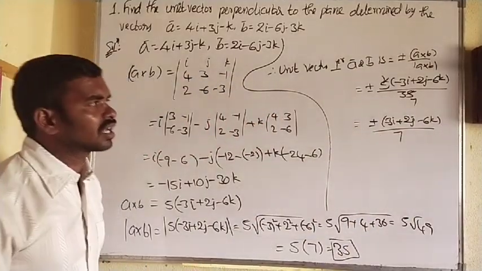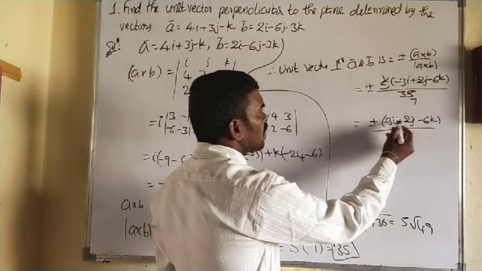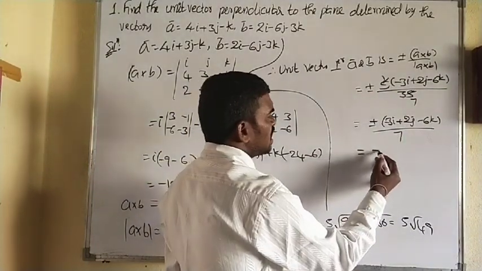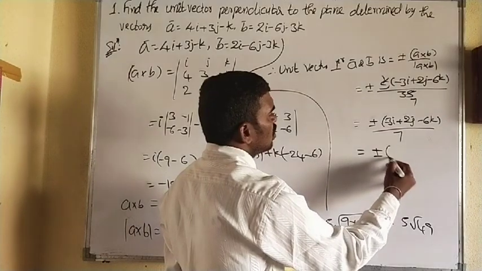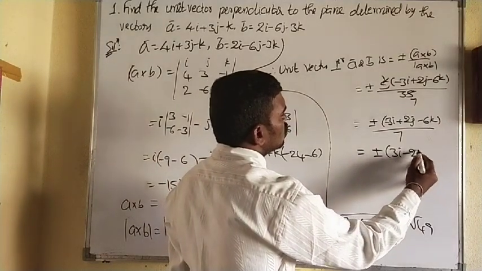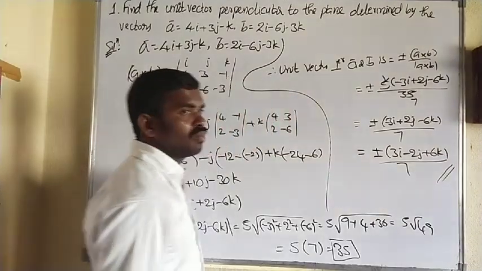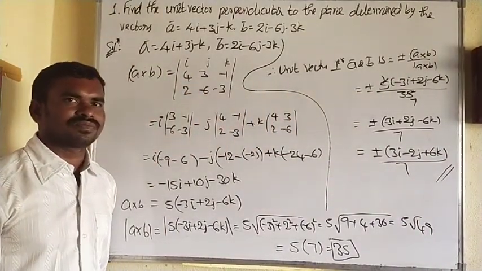This is the answer. Or you can write, if you take minus common, minus into plus or minus becomes minus or plus. So minus or plus or minus is the same. So 3i minus 2j plus 6k by 7 also we can write. Okay, both are the same, right answers.